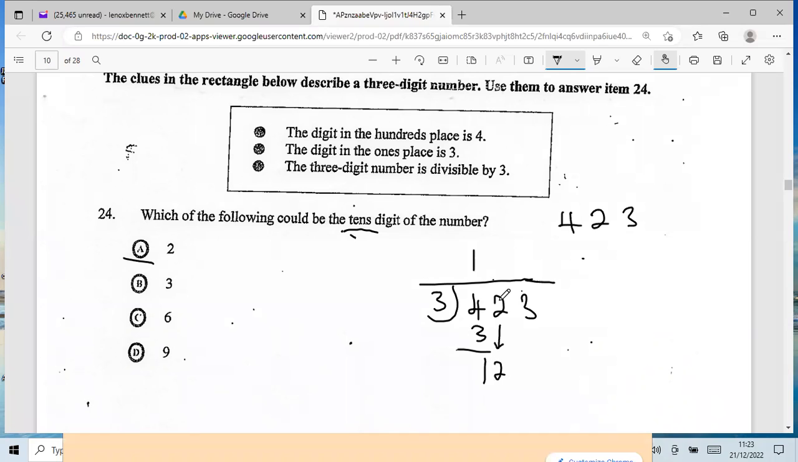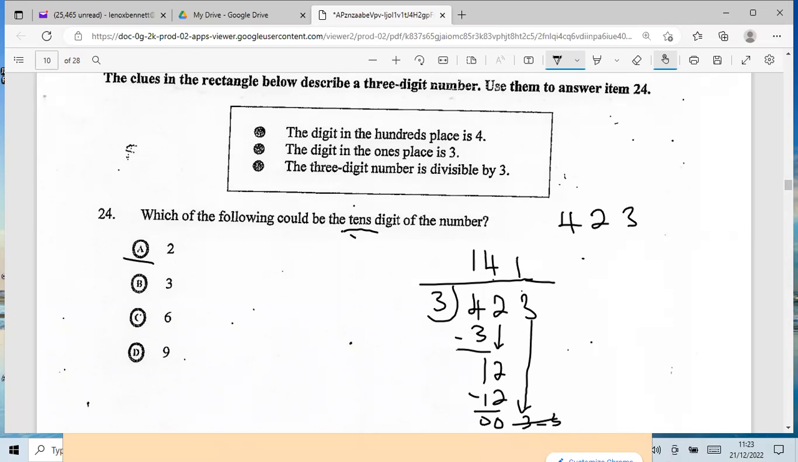3 into 12. How many groups of 3 can you get out of 12? 4. 4 times. Very good. And then we say 3 times 4, which is 12. We subtract again. That is 0. And then we carry down the 3. 3 into 3, 1 time, and 3 ones are 3. So we just minus the 3, so the remainder is 0. So it is indeed divisible.